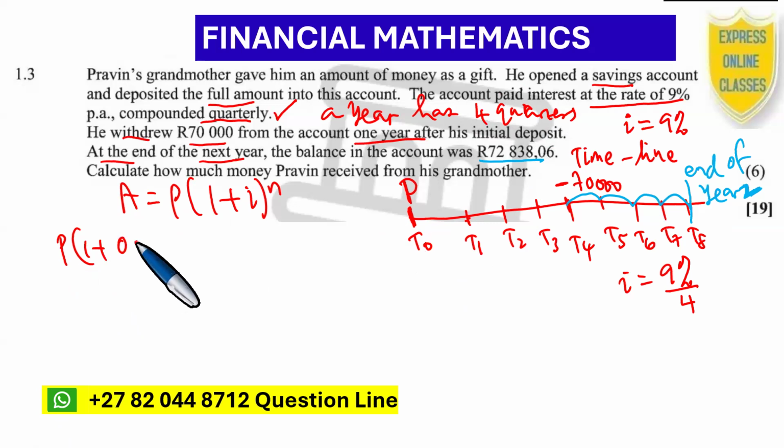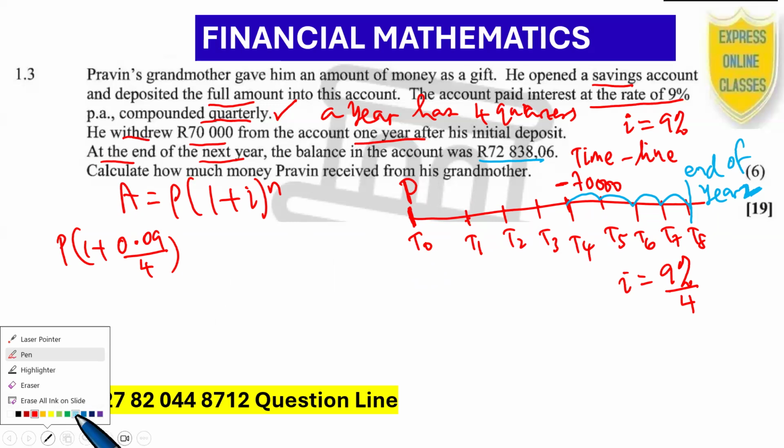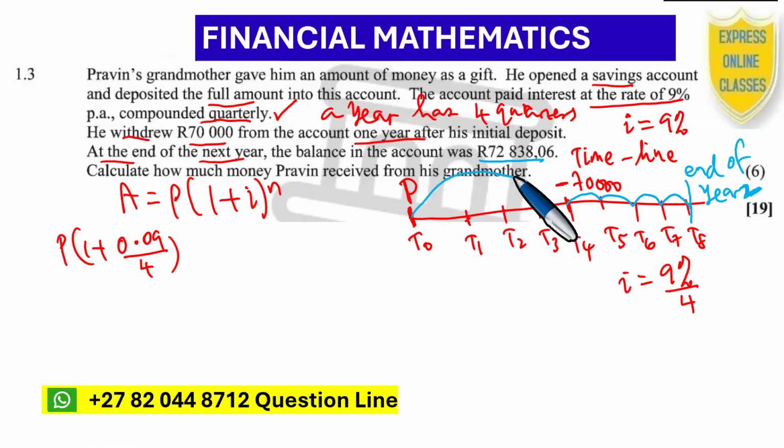One plus 0.09, and then you divide this by 4. This amount of money is going to stay there, but it's going to stay there for a year. It's going to stay there for 4 quarters, for a year. So you put 4 here. When the money has stayed there, after 1 year, he removes 70,000. He withdraws some of the money.